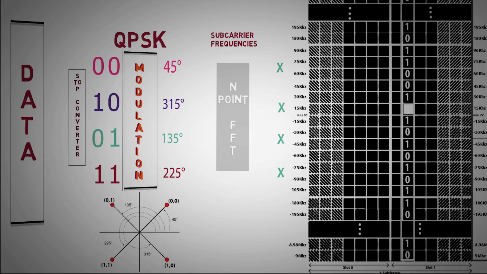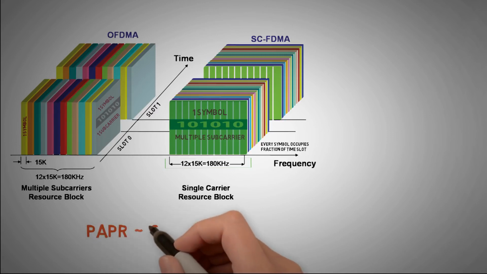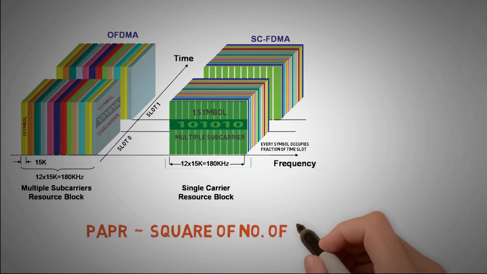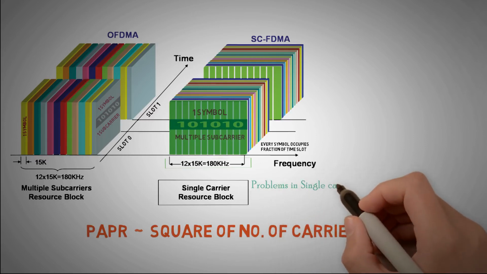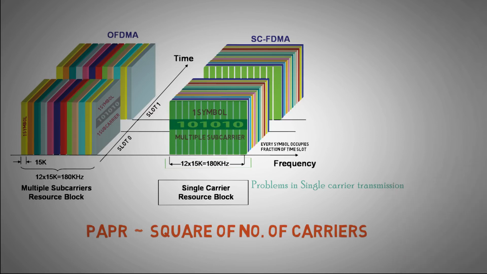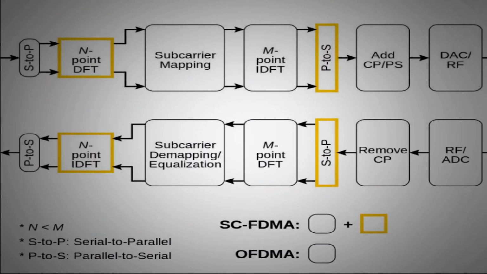The FFT block converts the parallel sequence of symbols in the time domain to different frequency points. Now, the peak-to-average power ratio is proportional to the square of the number of carriers involved. SC-FDMA reduces PAPR by reducing the number of carriers. Obviously, there are problems in single carrier transmission as we discussed earlier, but the side effects are reduced by ensuring that the total bandwidth over which a symbol is transmitted is still not too high. Apart from this, the remaining blocks in the uplink direction are the same as used in the downlink direction.